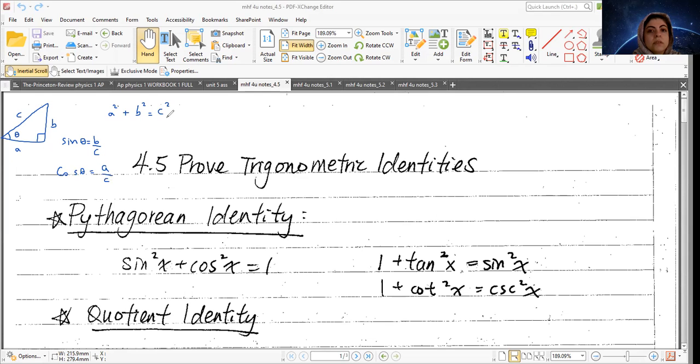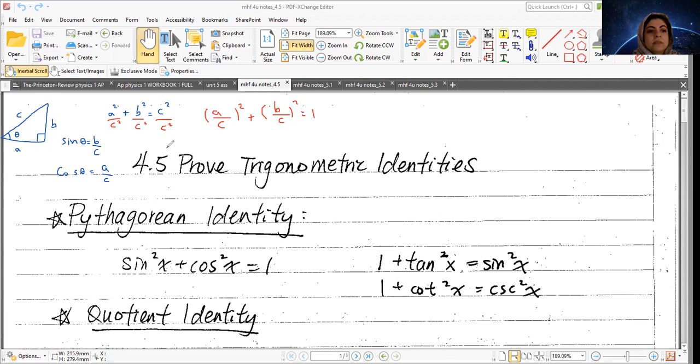What can I do here? I can divide each term by C power 2. Here's C power 2 divided by C power 2. Then this is 1, right? And here I can bring them together. I can write it as A divided by C to the power of 2. When you put them in the bracket, it means this power belongs to both of them. It means this is the same as A squared divided by C squared plus B over C power 2 is equal to 1.